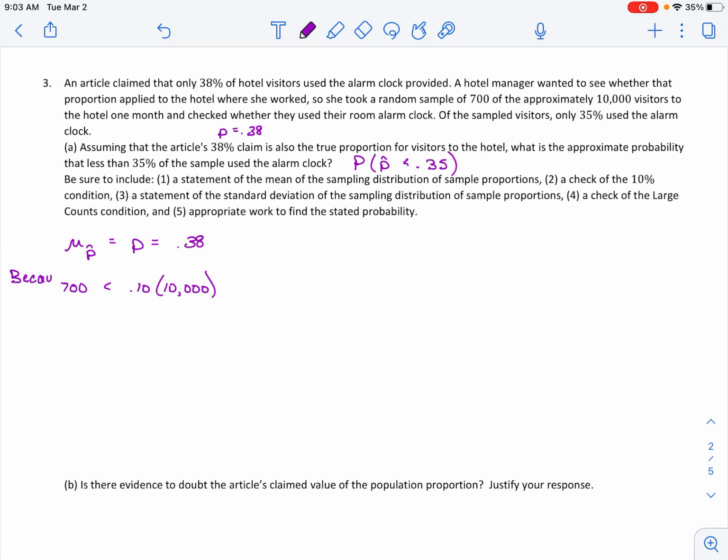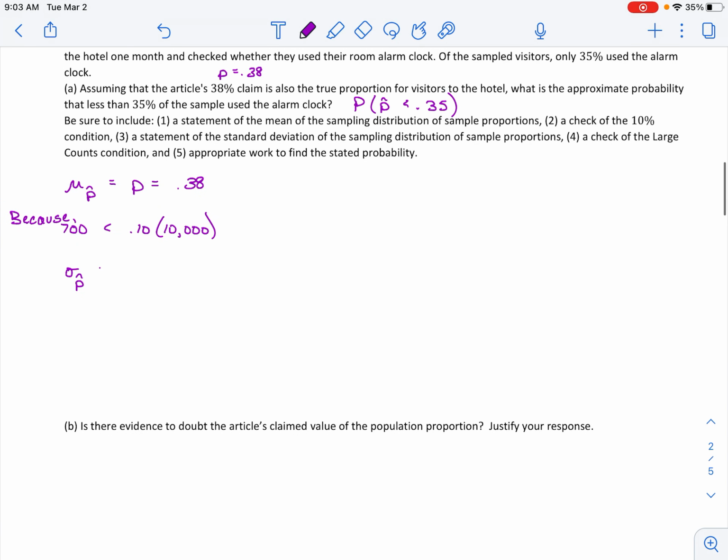So because this is a true statement, my sample size is small enough, we can go ahead and accurately calculate my standard deviation of the sampling distribution of sample proportions. So it is the square root of the population proportion times the population proportion of failure, 1 minus p, all divided by your sample size, which again was 700. So I'm getting about 0.018 for that. So 3 points worth of work right there.